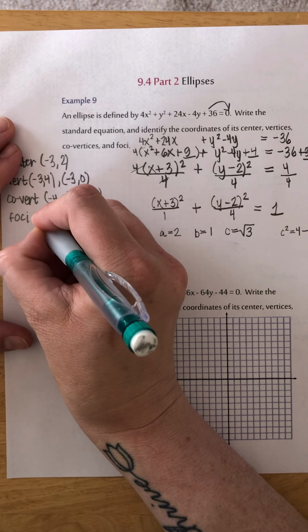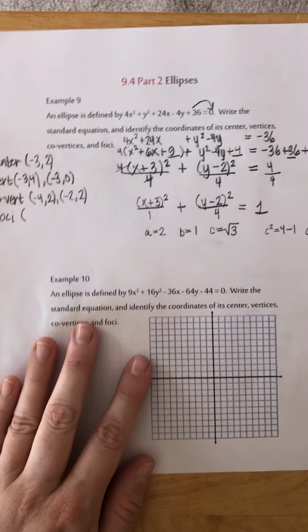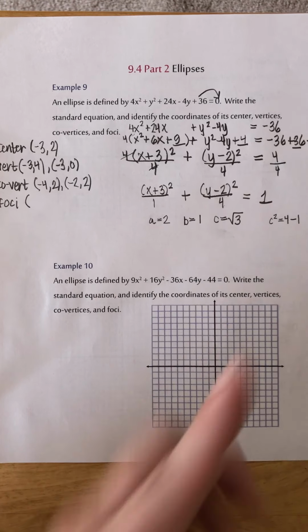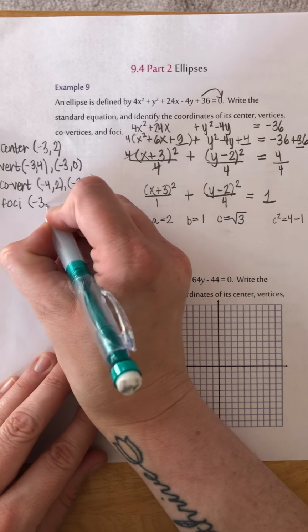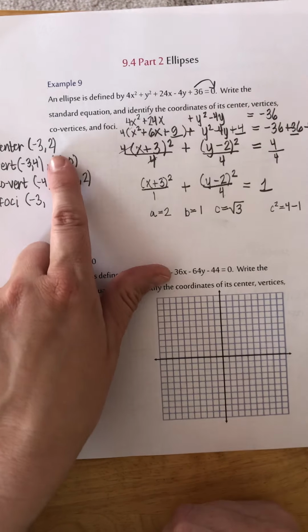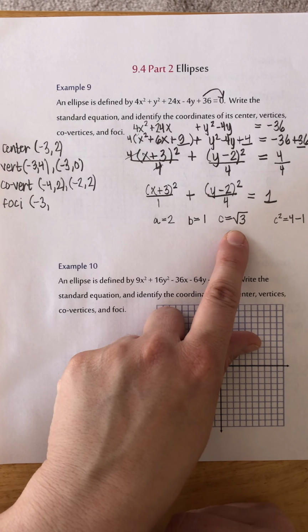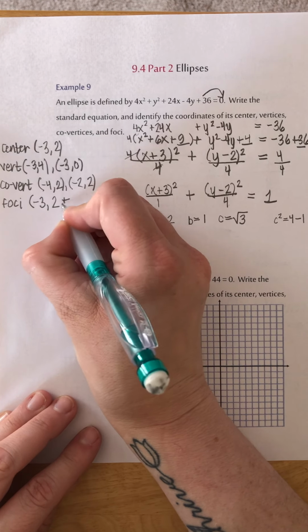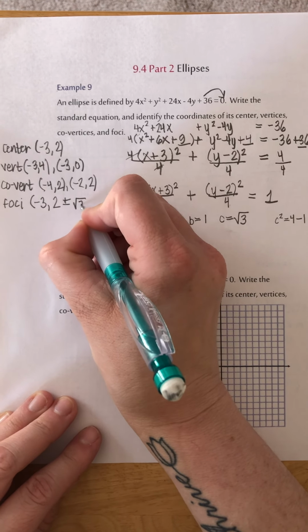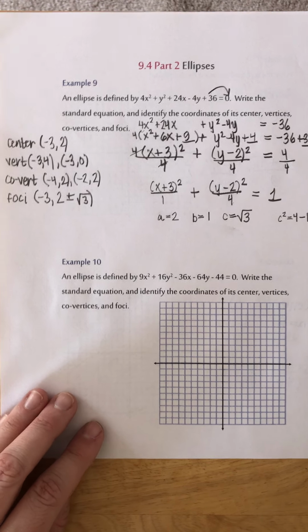Lastly, we're going to do the foci. Foci are going to go the same way the vertices went, and the vertices went up and down. So the foci are also going to go up and down. That means the x coordinate is not changing at all, just the y coordinate is going to change. We're going to go up and down by the square root of 3, which is not a whole number. So the way I'm going to write it is 2 plus or minus the square root of 3. And we are done with example 9.